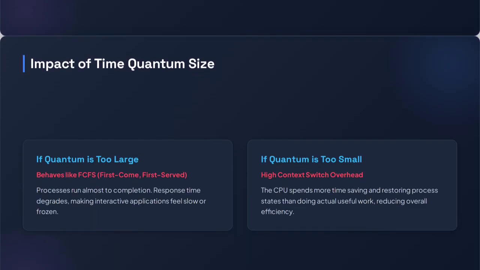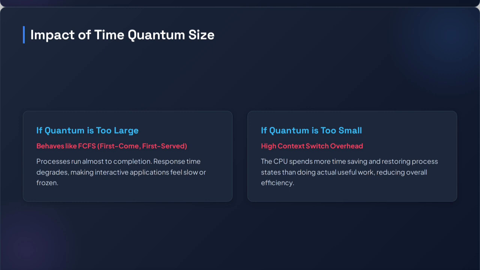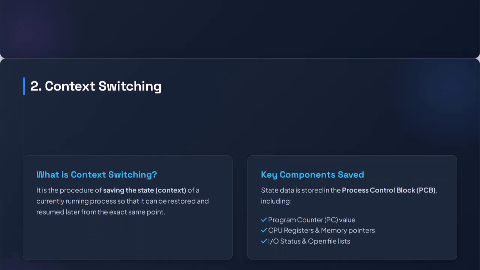Then next, the impact of the time quantum size. If the quantum size is too large, it behaves like first come first serve. If the quantum is too small, there is high context switching overhead. Then next, context switching.